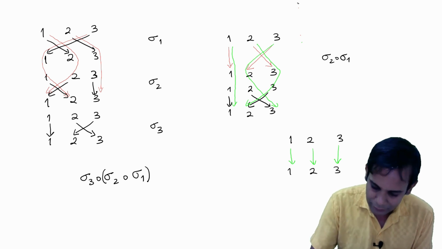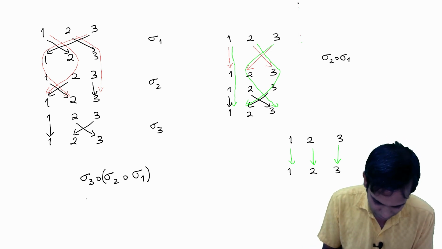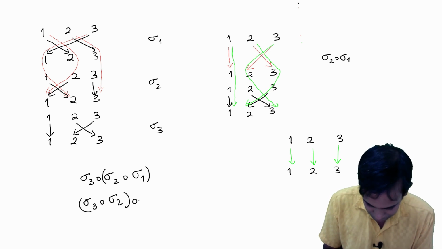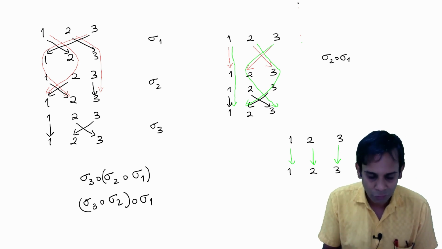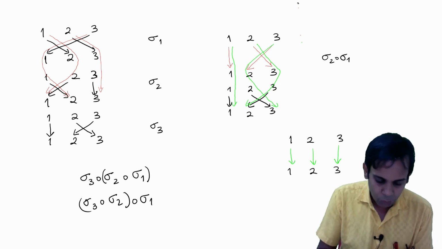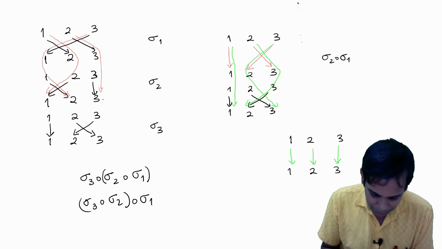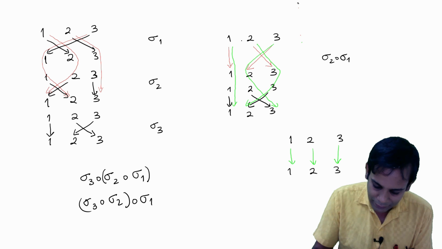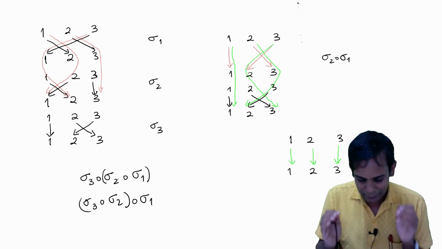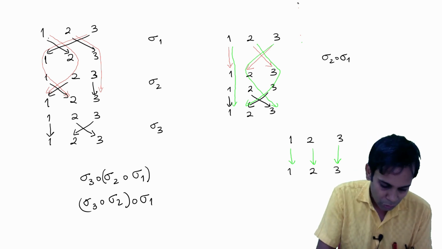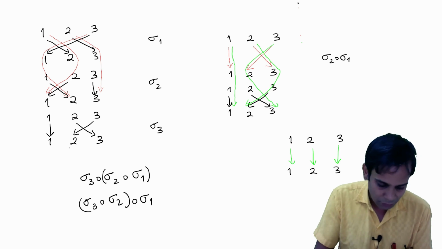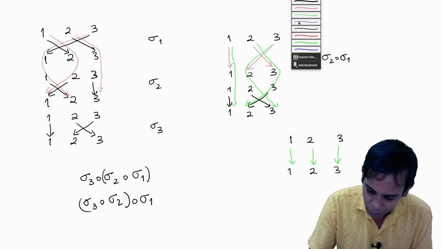Okay, or I could have done this in another order. I could have done it sigma 3 circle sigma 2 circle sigma 1. So if I did it this way, then first I would compute sigma 3 circle sigma 2, which means I would follow through the arrows in the 2 lower diagrams here. But let me not do that. The main point to note is that when I did this calculation of sigma 3 circle, then sigma 2 circle sigma 1, what I was doing was really just following through the arrows through these 3 permutations from top all the way down to the bottom.